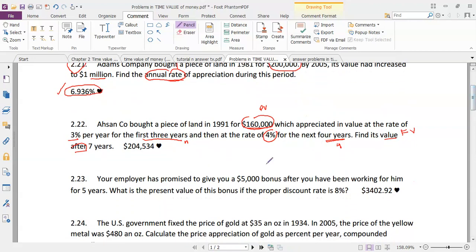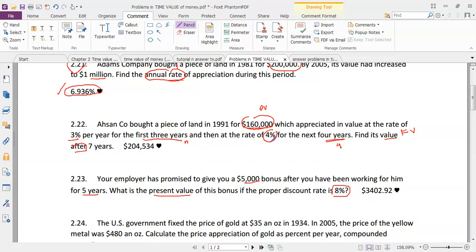Your employer has promised to give you a 5,000 bonus after you have been working for him for 5 years. Okay, what is the present value of this bonus if the proper discount rate is 8%?